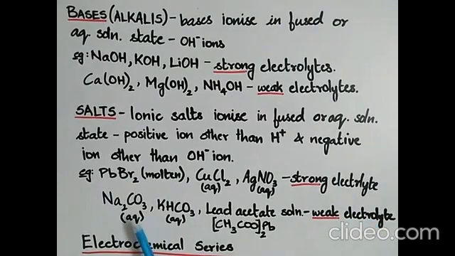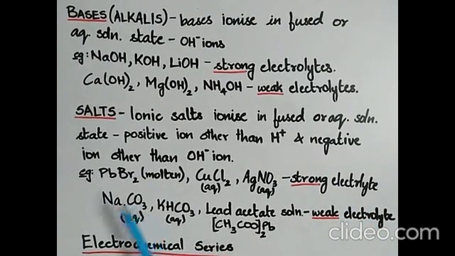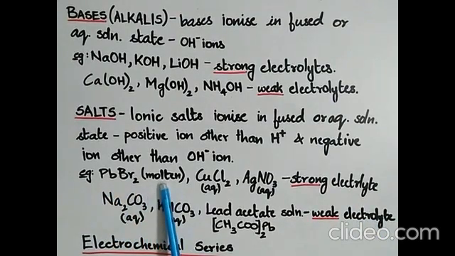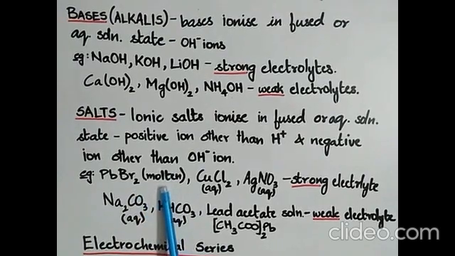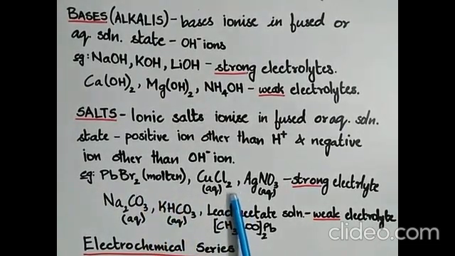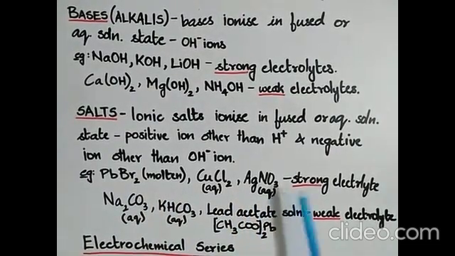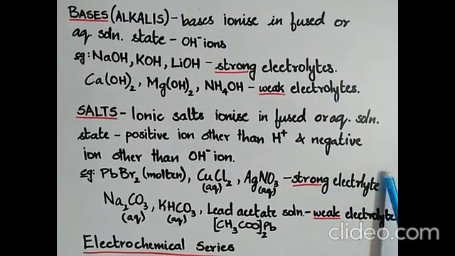So here are a few examples. Sodium carbonate in aqueous solution. Lead bromide in molten state, because this molten is fused state. This cannot be in solution state, so it is taken in molten state. So lead bromide is a salt of a strong acid. Copper chloride is also a salt of a strong acid. Silver nitrate is also a salt of a strong acid. So they're all examples for strong electrolytes.